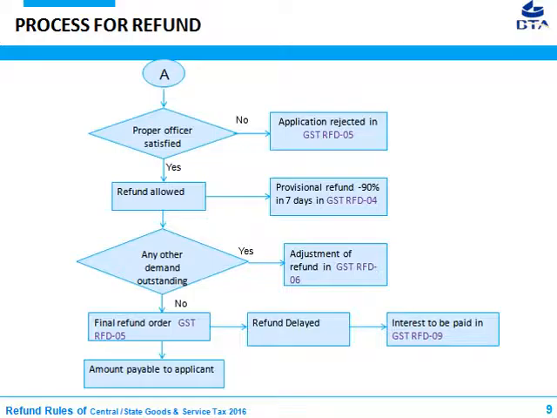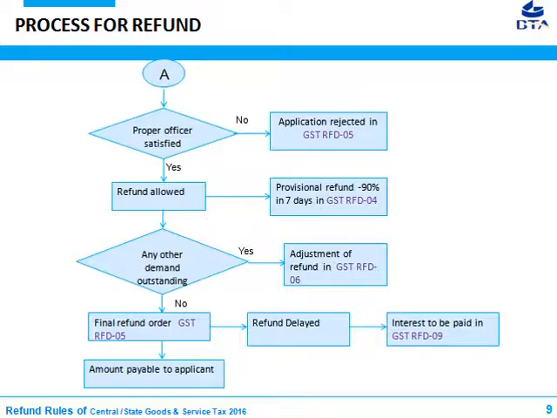In case the proper officer is satisfied, then the refund claim shall be allowed. And provisional refund up to 90% shall be approved within 7 days in form GST RFD 04. Further, if any outstanding demand in relation to tax or interest need to be paid, then the refund claim can be adjusted in form GST RFD 06 and the final refund order shall be passed in form GST RFD 05.